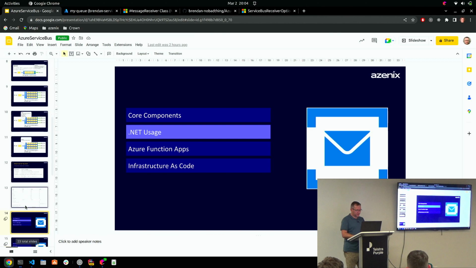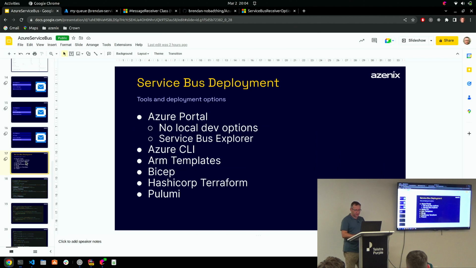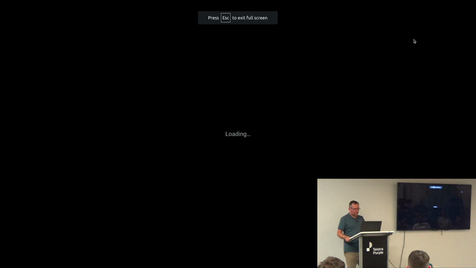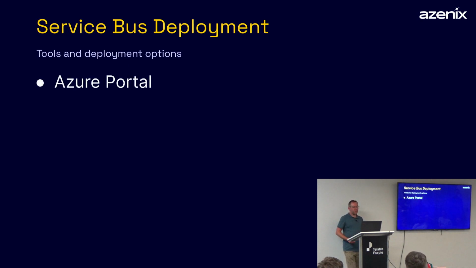All right, so we've looked at .NET usage, we've looked at function apps usage. We've looked at creating a thing by clicking and pointing. We've wired up some code to talk to it. We've talked to it through .NET code. We've talked to it through .NET functions code. Let's talk about ways you can work with Service Bus deployment.